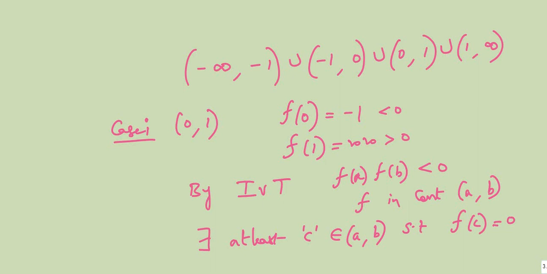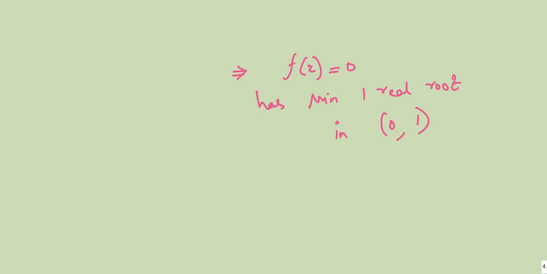So at 0 the function value is negative, at 1 the function value is positive, so that means there exists some root between 0 and 1 for the polynomial f(x) = 0. So I can conclude that f(x) = 0 has a minimum of one real root, in the interval 0 to 1, open interval. The main drawback of IVT is that it gives you only the minimum number of roots. It won't give you the exact number of roots, nor the maximum number of roots. But there is one technique where you can find the maximum number of positive roots.